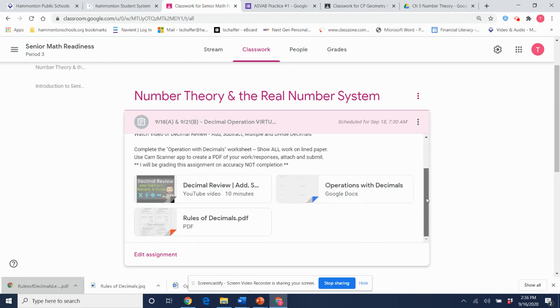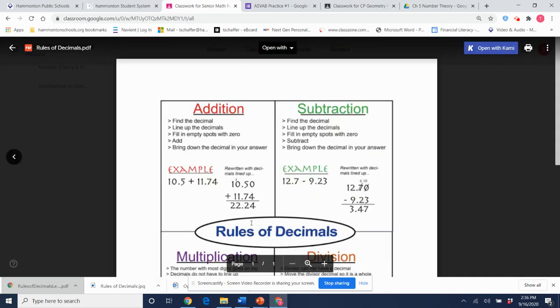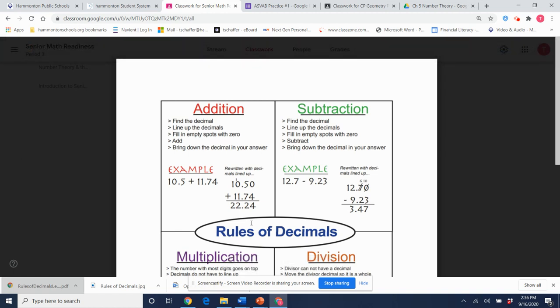So what I want you guys to do is listen to my video first, obviously, right? I'm just going to go ahead and explain the rule, and then I'll explain exactly what I want you guys to do for this. So adding and subtracting is pretty much the same rules, okay? You're going to find the decimal in each of the numbers. You're going to line up those decimals. Then you're going to fill in empty spots with zeros, add them, and then bring down your decimal directly. So I'll show what I mean.